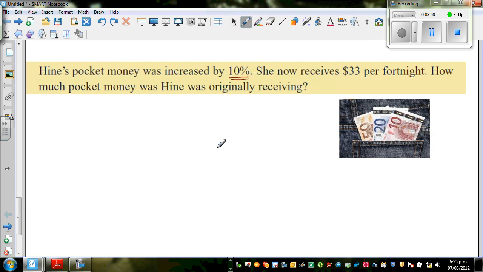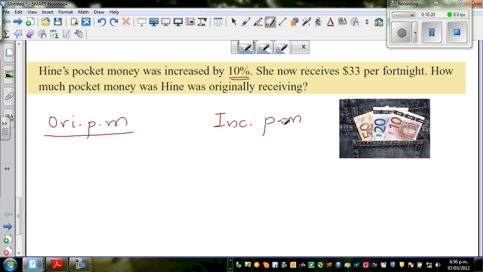So here, let's understand what 10% means. So here it's an increase. I'll write the original pocket money, PM for pocket money, in short. And let me make a column for increased, INC, increased pocket money. It's always good to understand examples in ratio. If you can make up two tables or two columns, it's always good in maths.